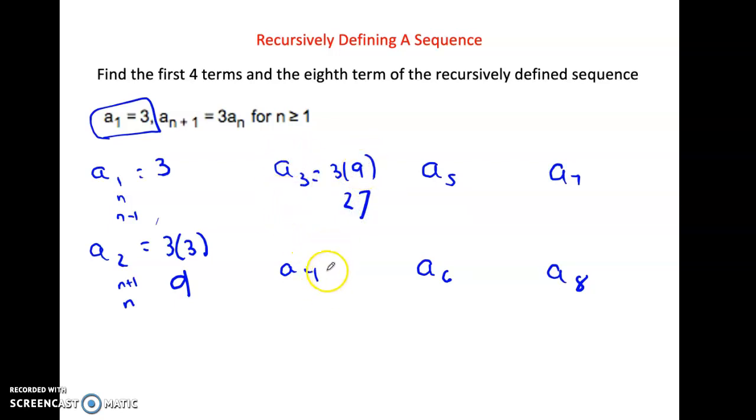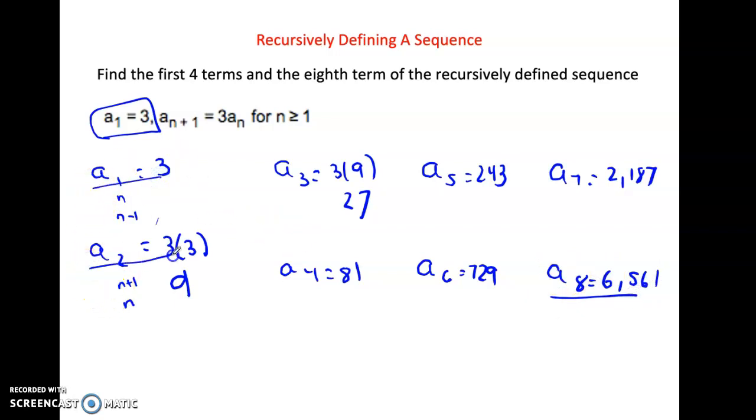So we're going to have 81, 243, 729, 2,187, and 6,561. And again, you just really want the first 4, and then the 8th one. So just understand the relationship. So again, if you have a sequence 1, 3, 5, 7, this is the n term, this is the n plus 1 term. If you're going backwards, this is the n term, this is the n minus 1, because you're deducting 1. All right.